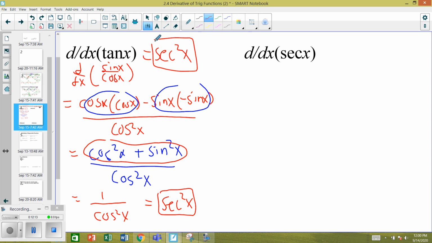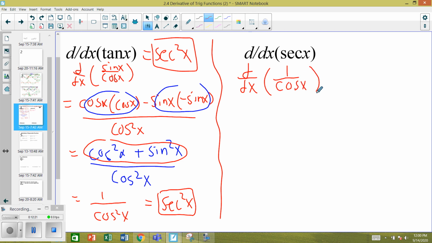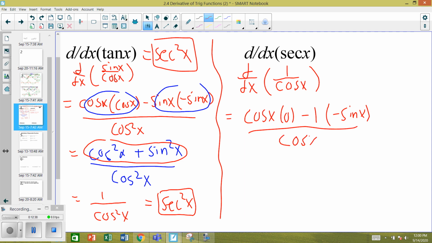Let's do the same thing for the derivative of secant. And we're going to do quotient rule again, because this is nothing more than the same thing as saying 1 over cosine of x. Okay? So, quotient rule. Low, d high, the derivative of 1 is 0, minus high, d low, and the derivative of cosine is negative sine of x, all over low. Okay. Now, on top, cosine times 0 goes away, and negative 1 times negative sine is positive sine. So what I'm left with is positive sine of x over cosine squared x.